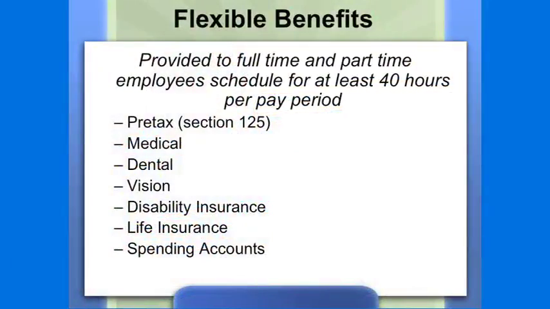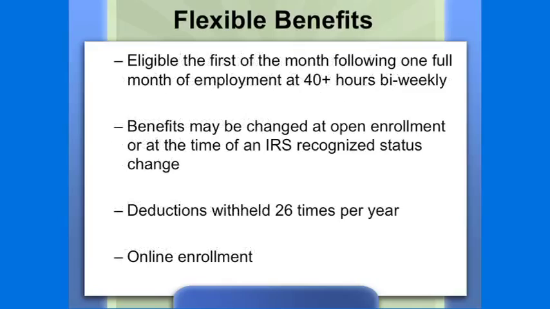So our Flex Benefit Program is provided to full-time and part-time employees who are scheduled to work at least 40 hours per pay period. This is a Section 125 cafeteria plan. The contributions you make for your benefits are pre-tax contributions. The plan includes options for medical, dental, vision, disability insurance, life insurance, and spending accounts. You become eligible the 1st of the month following 1 full month of employment at 40 hours or more bi-weekly. Your benefits can be changed during open enrollment or at the time of an IRS recognized status change. Deductions are withheld 26 times per year, and we do provide online enrollment.